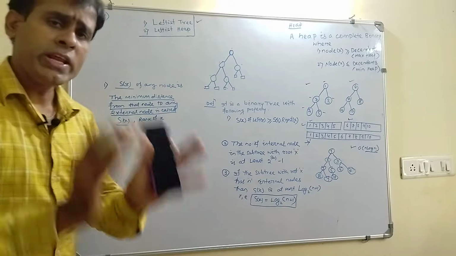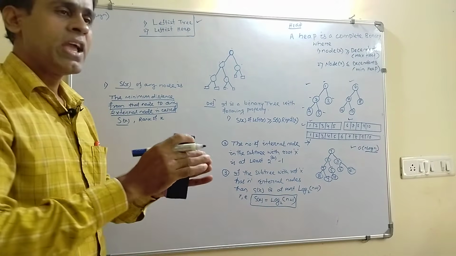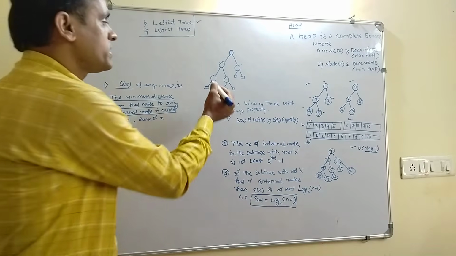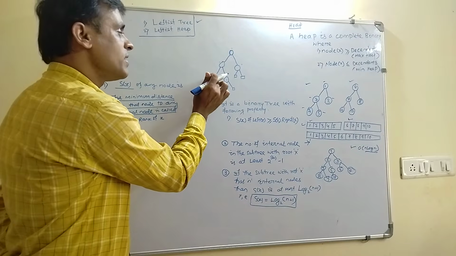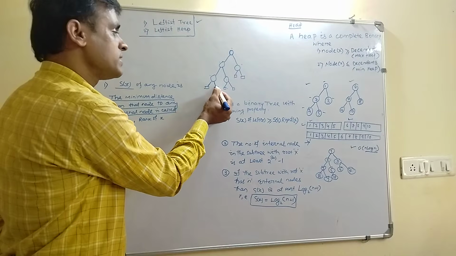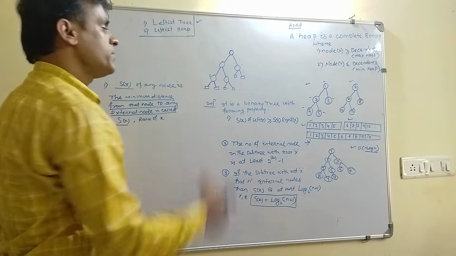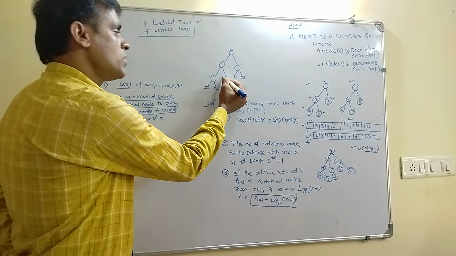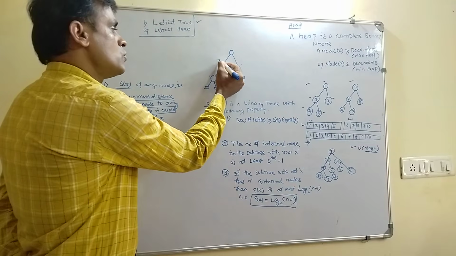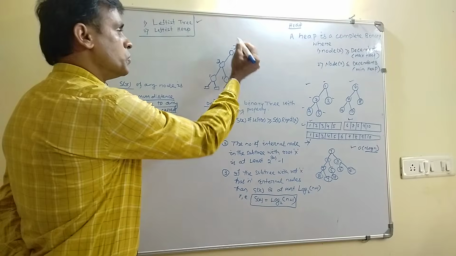That means for any node, if you want to calculate the S(x) value, you have to check the minimum distance from that node to an external node. Suppose this is the node and I want to calculate its S(x) value. This is an external node, this is an external node, this is one distance, this is one distance. So 1 is the minimum distance, so for this node the S(x) value is 1. For this node also the S(x) value is 1, 2, and this node is 1, and this node is also 2.